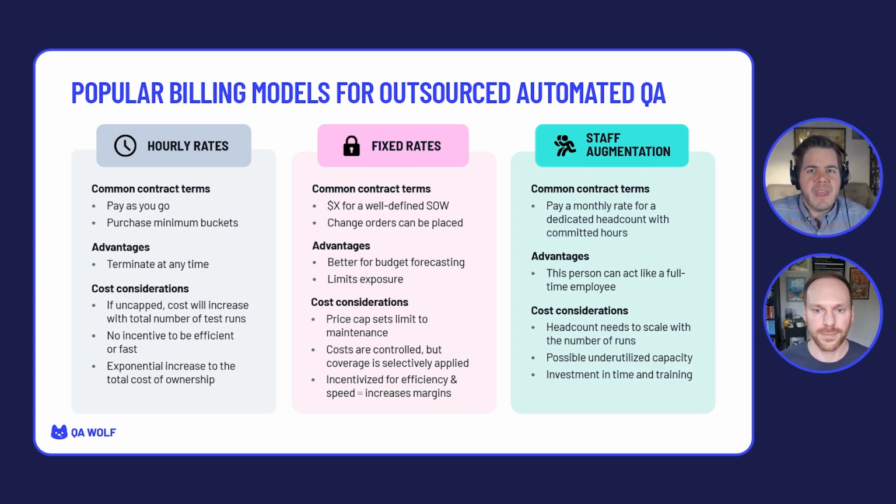Well, go ahead and give me the extra context there, maybe for people who aren't as familiar. What are those common approaches to scoping and billing for a project with an outsourced automated QA vendor? Yeah, so what we have on the slide right here, there are three main ones. There's going to be billing by the hour, there's going to be flat rate billing, and then there's going to be staff augmentation. Each one has pros and cons. We'll just go high level and talk about each.